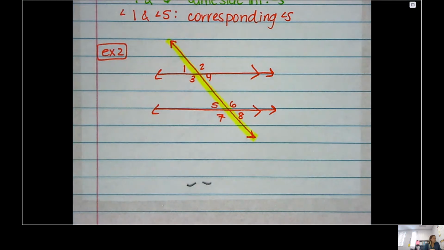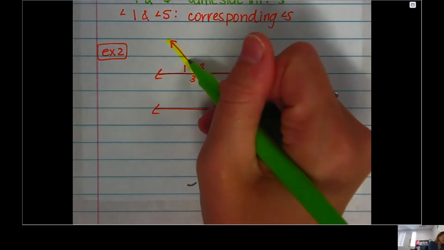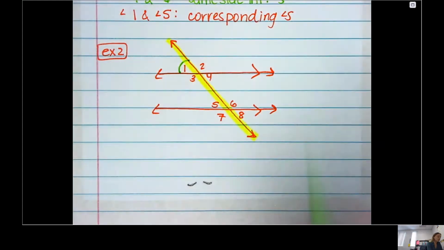So here's what we're going to do this time. I'm going to give you just one of the angle measures. You should be able to figure out all of the other ones if I give you just one angle measure. Okay? I'm going to tell you angle 1 is 32 degrees.